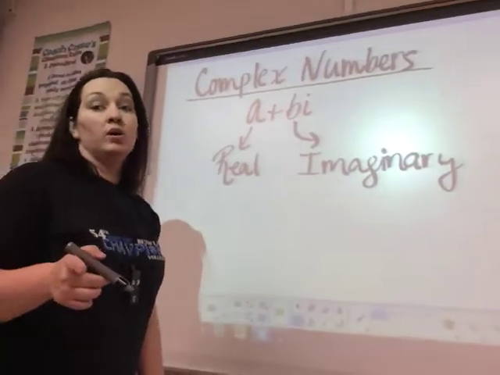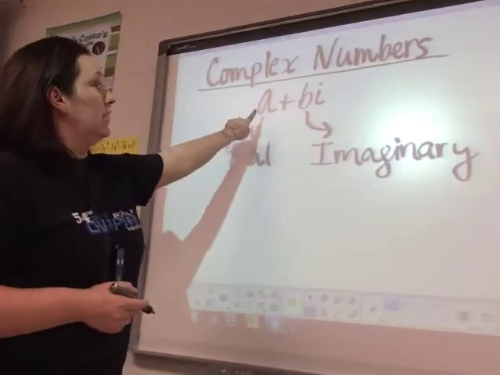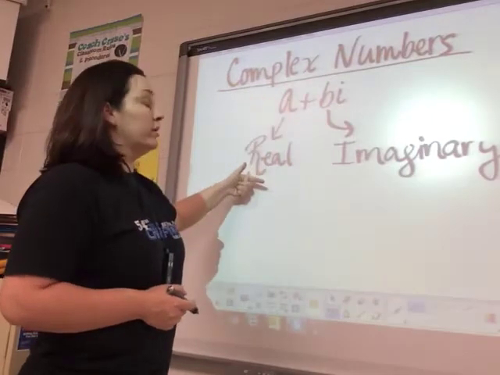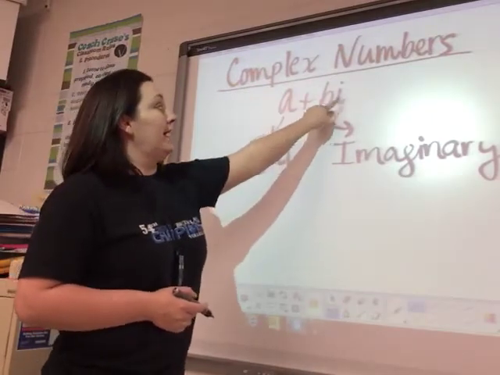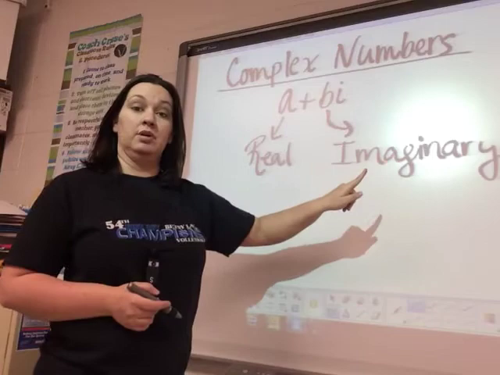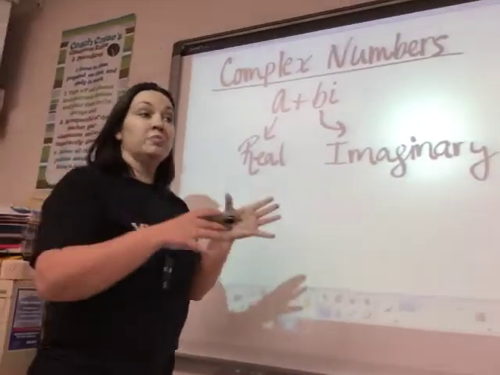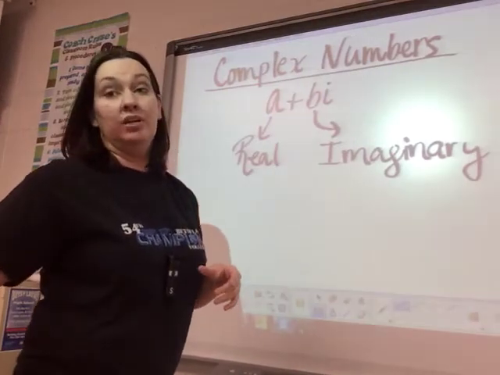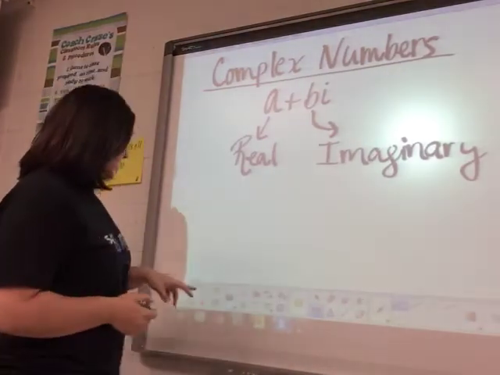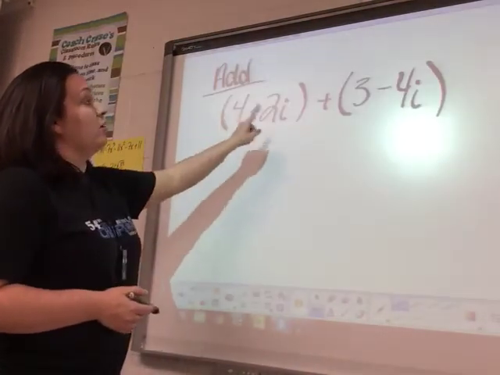Okay, in this video we're going to talk about complex numbers, a plus bi, where a is your real number and bi, i being the imaginary part. We're going to talk about how to add these, subtract these, multiply these, and divide these using the conjugate in this video. So first example, adding complex numbers.